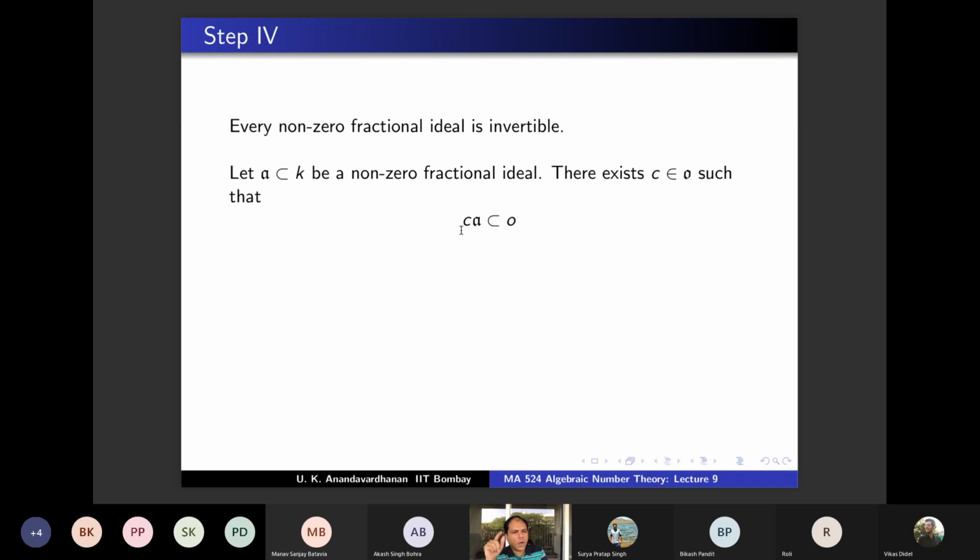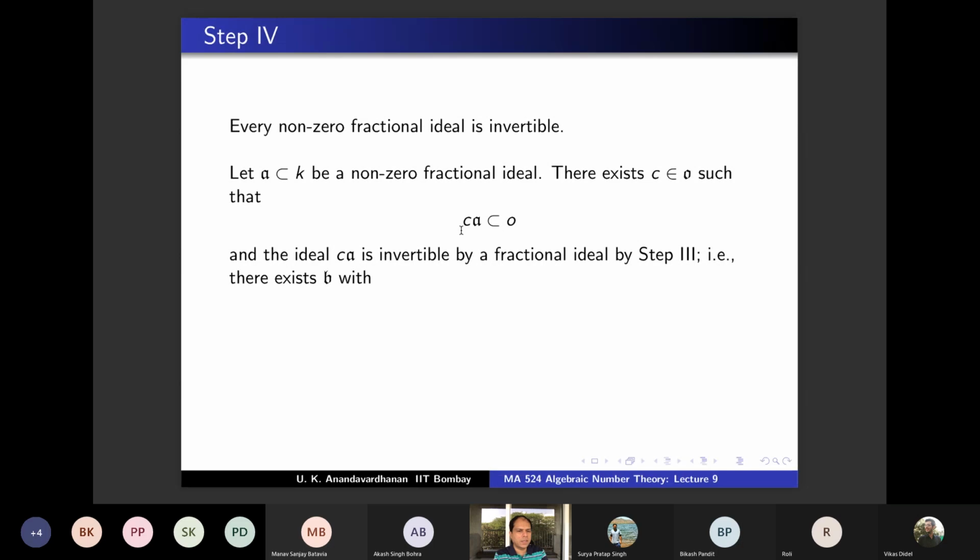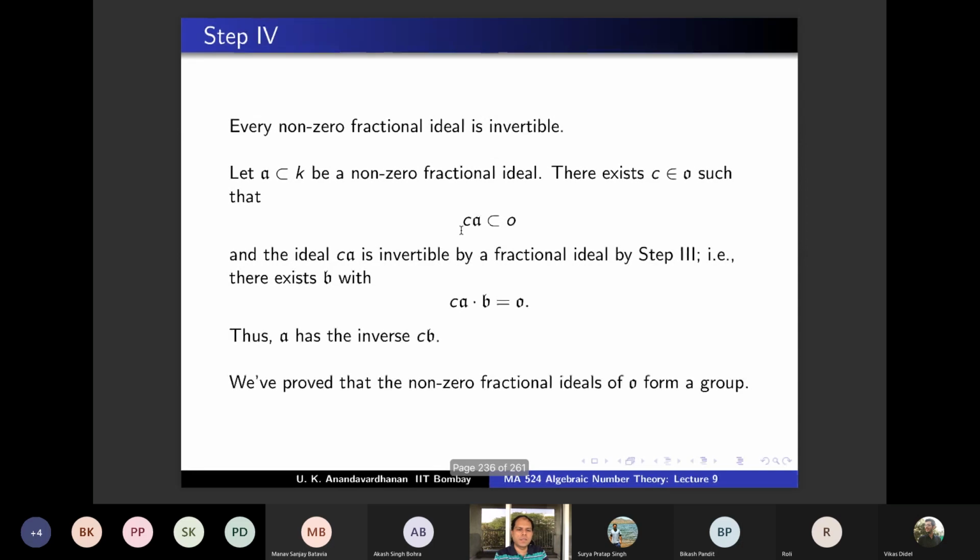And this is non-zero because A is non-zero. And every non-zero ideal is invertible by a fractional ideal by step 3. That is, there exists some fractional ideal B such that CA times B is the full ring O. But then A has an inverse. Now, what is the inverse of A? From this, A has an inverse. What is the inverse of A? CB. So A has an inverse, which is CB.